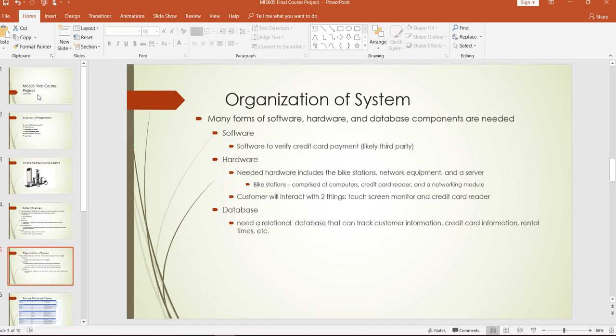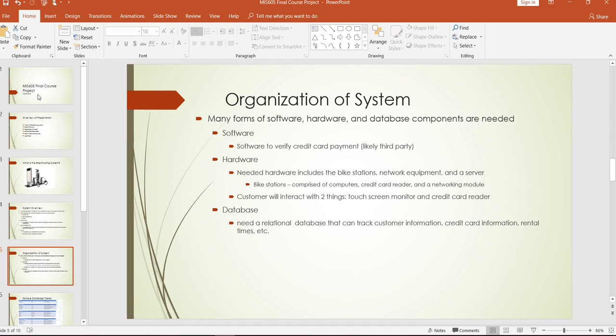The organization of the system. The system obviously is going to have software, hardware, and database components that are needed. The software component is primarily software needed to verify the credit card payment. And more than likely that software will come from some third-party vendor. There are various vendors that exist that can process credit card payment information.